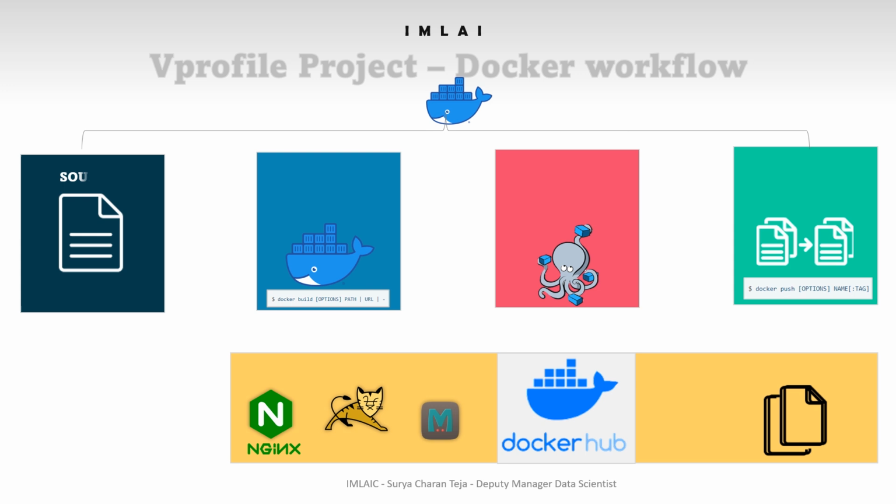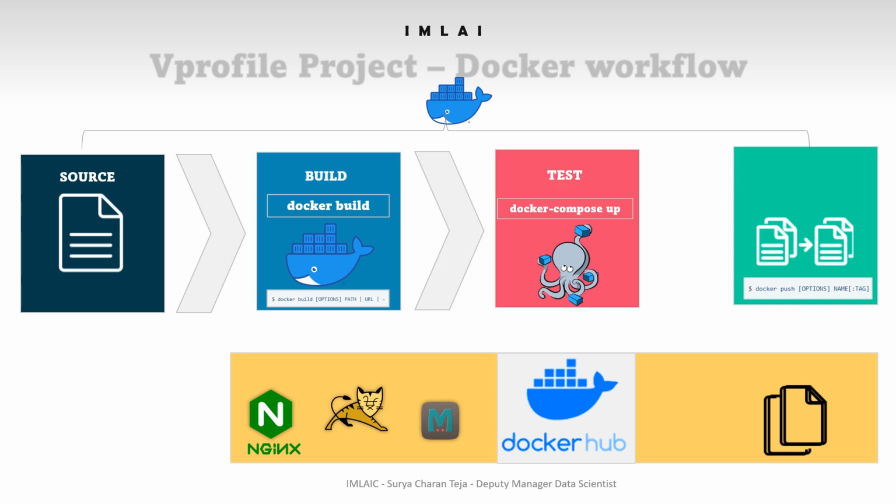First we are going to fetch our source code from our Git repository, and we are going to do the entire Docker workflow. Then we are going to write a Docker file for the services that need to be customized. So we have Nginx, Tomcat, MySQL. So we have to write 3 Docker files in this case.